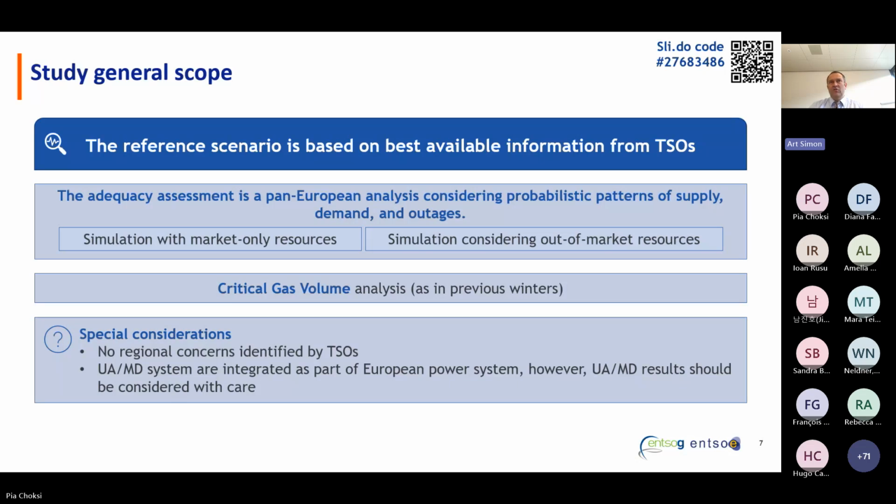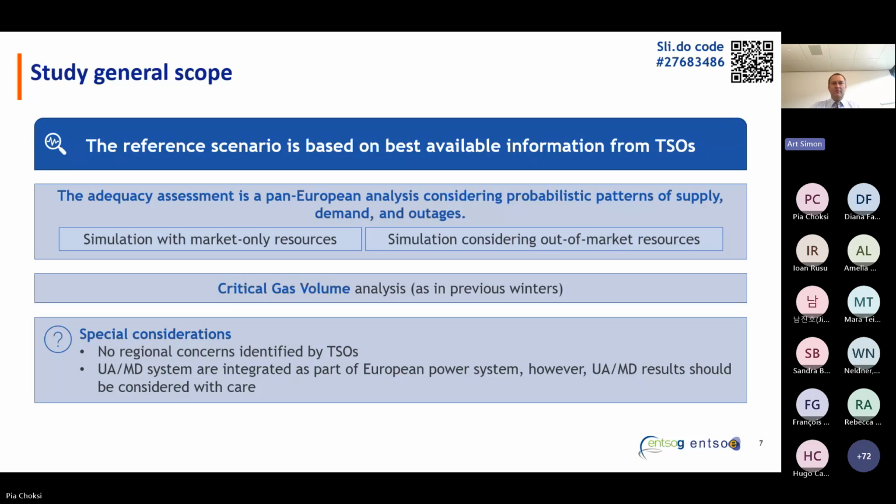We provide also a maintenance update window in case the scheduled maintenance have changed in between, and then we have a certain data freeze deadline, and that's where we stop collecting data and exchanging on the data, and we start simulating the adequacy assessment as a pan-European analysis. It's a Monte Carlo simulation using probabilistic patterns for supply, demand, and outages.